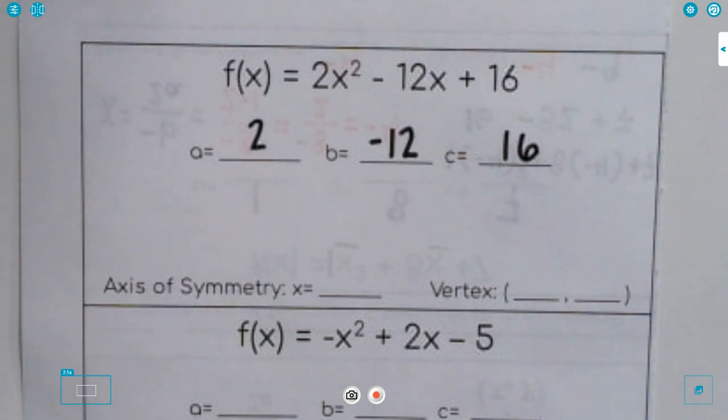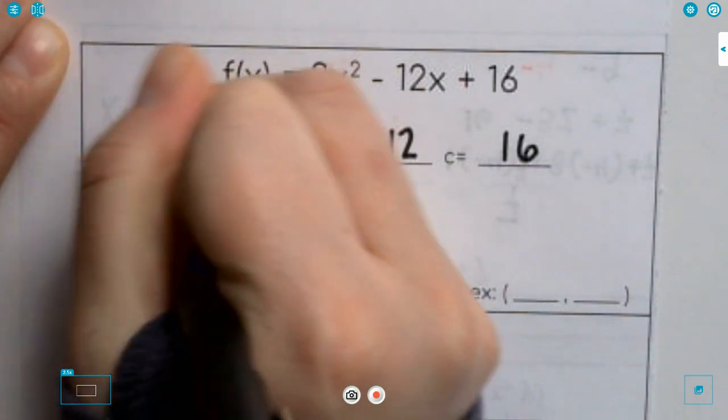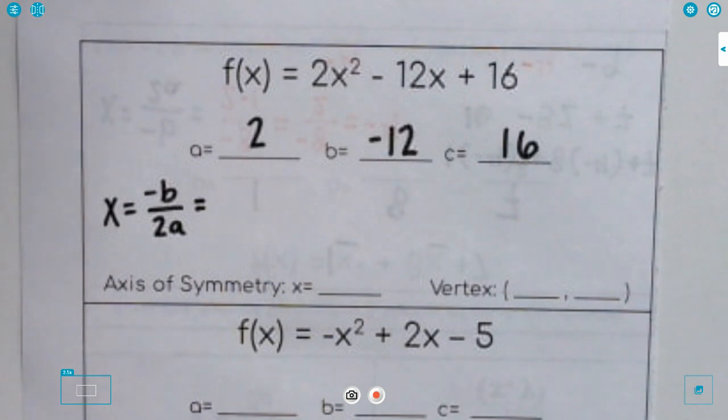Okay. Our formula to find the axis of symmetry is always the same. It is x equals -b over 2a. Okay, so there's a negative in the formula.